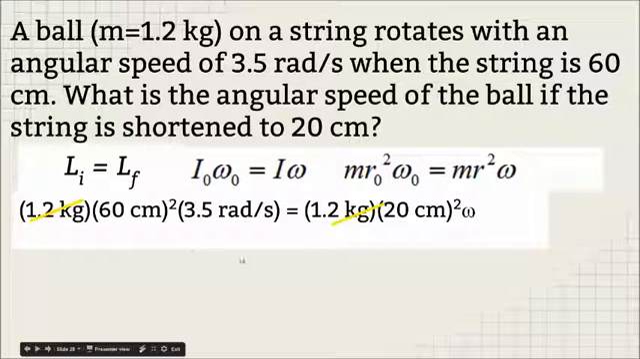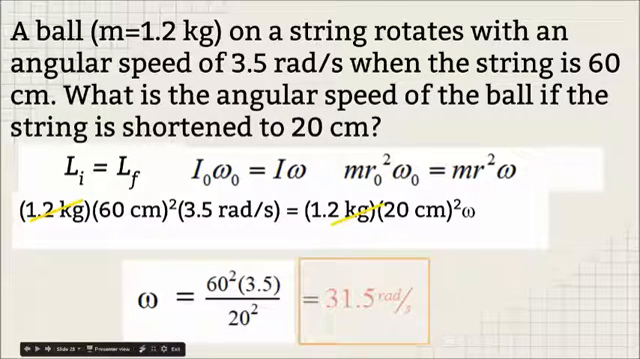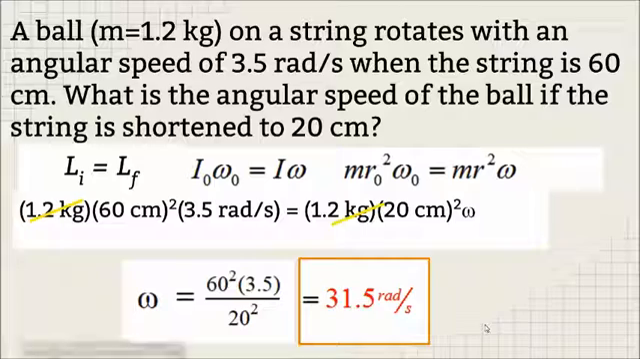To calculate this, we take 60 squared times 3.5 and divide that by 20 squared. And that comes out to 31.5 radians per second. From 3.5 radians per second to 31.5 radians per second.